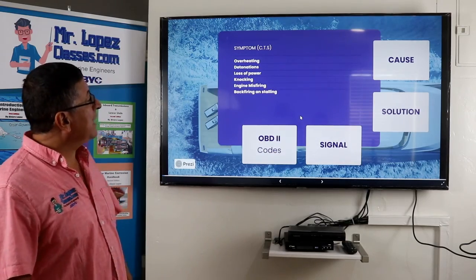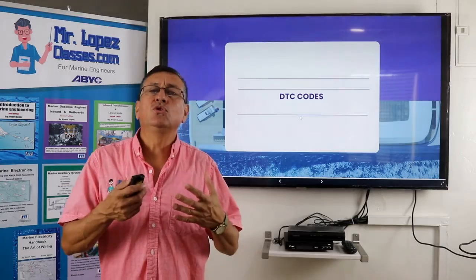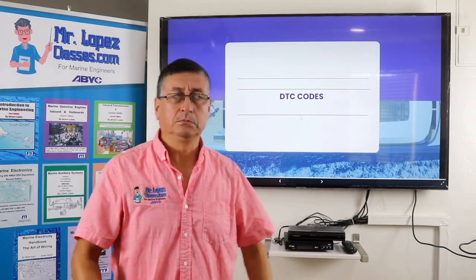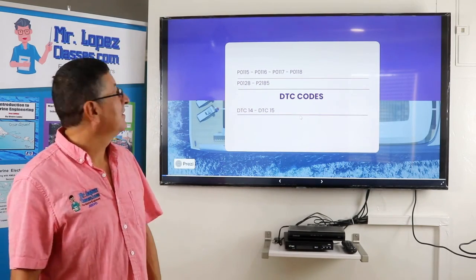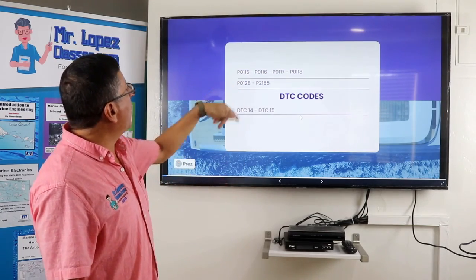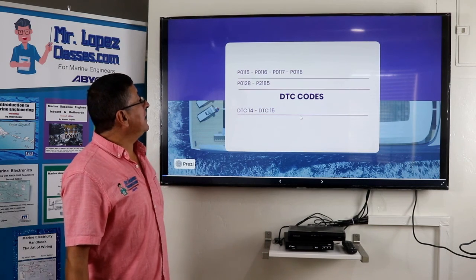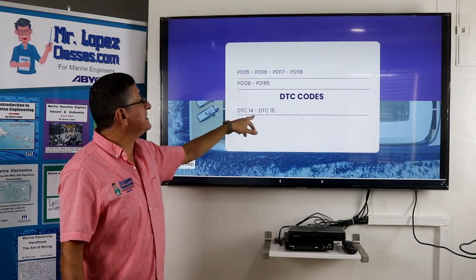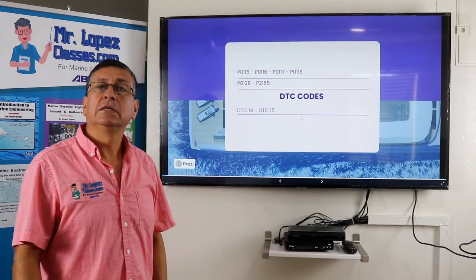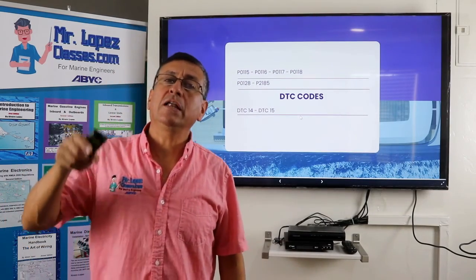Okay, we are going to analyze the codes. What are the codes normally related with the coolant temperature sensor? P0115, 116, 117, 118, 128, and P2185. Those are DTC codes, marine codes in some marine scanners, but those are the most common codes related with the coolant temperature sensor.